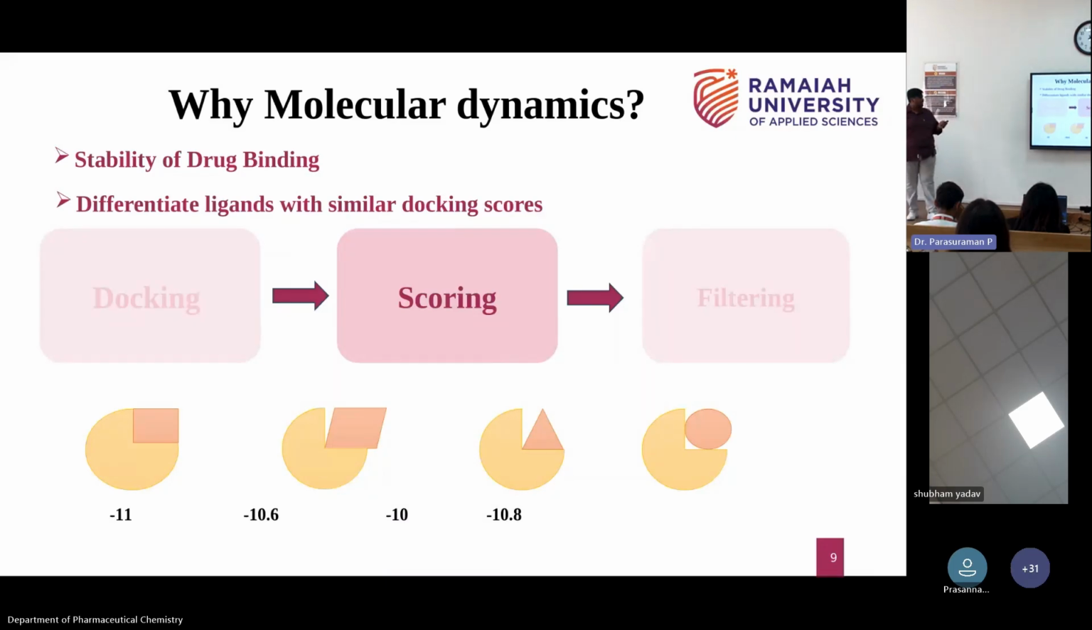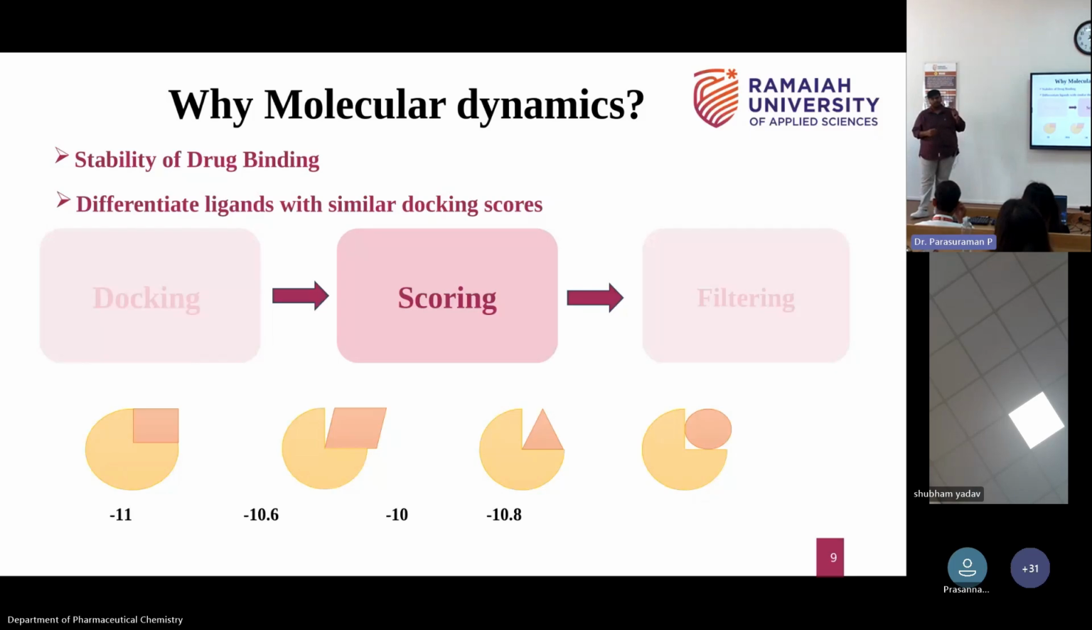So that we'll be analyzing through molecular dynamic simulation. Differentiating ligands with similar docking scores: for example, we have four ligands with docking scores of -11, -10.6, -10, -10.8, etc. If we have scores with near values, then we'll generally opt for molecular dynamics, because we cannot rely on the docking scores as they are.